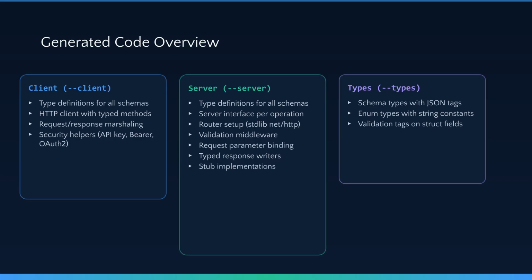Generated code overview. oastools generates 3 categories of code. Types are always generated. They map your OAS schemas to Go structs with proper JSON tags, validation annotations, and pointer types for optional fields. The client gives you a fully typed HTTP client, where every operation becomes a method with typed parameters and return values. The server gives you an interface-based architecture. You implement the business logic, and oastools provides the HTTP plumbing. Types are generated whenever client or server is enabled, or when you explicitly request types.